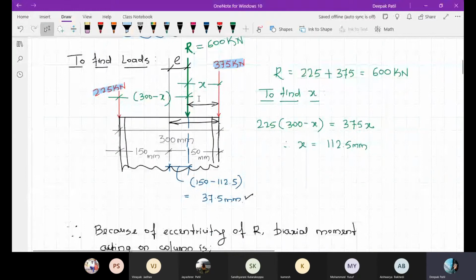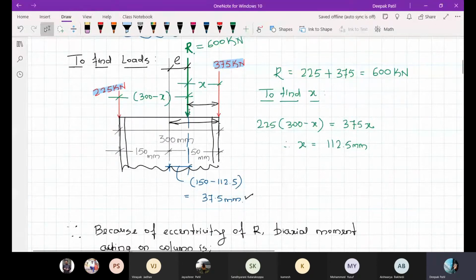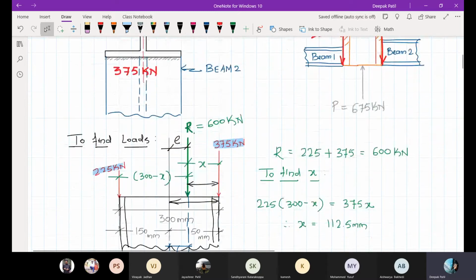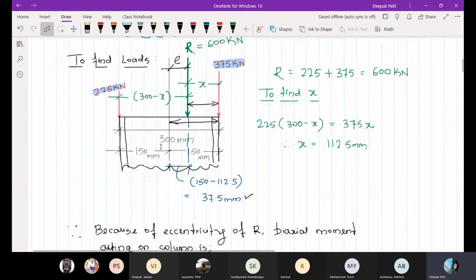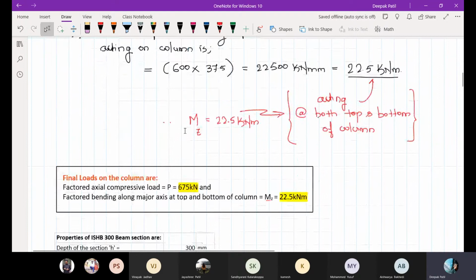What happens is that these end reactions form a resultant force, and that resultant is not passing through the CG of the column. Instead, it has some eccentricity with respect to the CG of the column, that is, the center line of the column. Because of that eccentricity, this resultant will cause a bending moment MZ, which is nothing but the resultant multiplied by the eccentricity. We came to know that MZ is around 22.5 kilonewton meter.